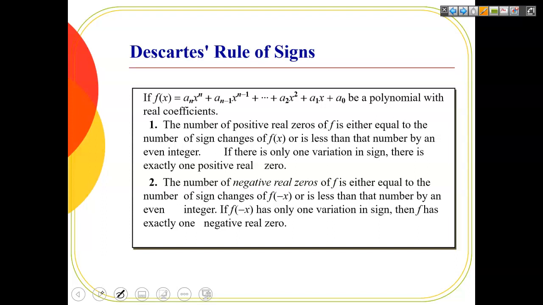Our rule of signs says that the number of positive zeros is equal to the number of sign changes or is less than that number. And again, that's the idea. It's 2 or 0. It can be less than it. That number represents the maximum. If there is only one variation in sign, then there is exactly one positive real zero. The number of negative real zeros of f is either equal to or again less.